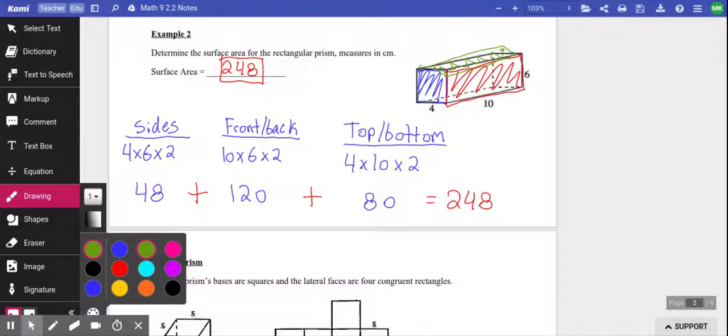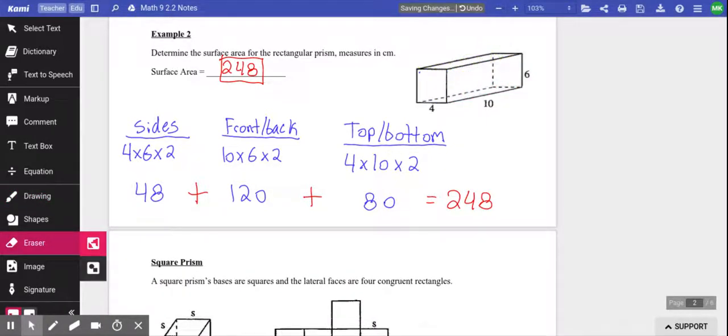And my top and my bottom are the same. So that would have been 4 times 10 times 2. And you should have had all the same numbers as me. Hopefully you got an answer of 248.